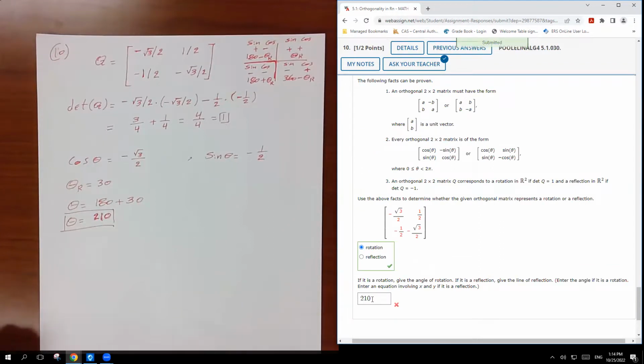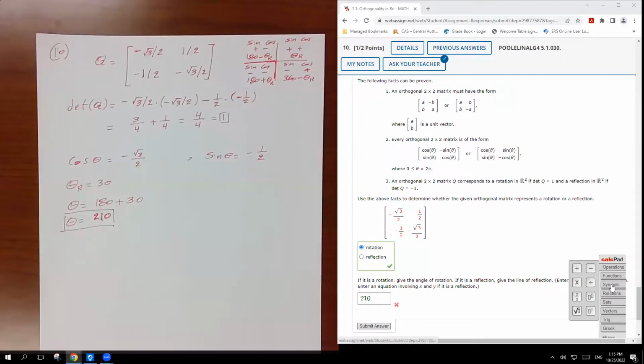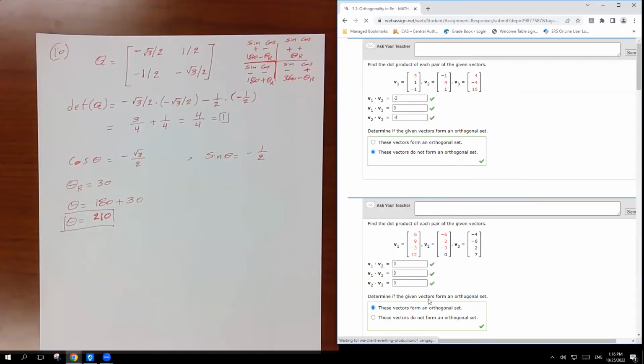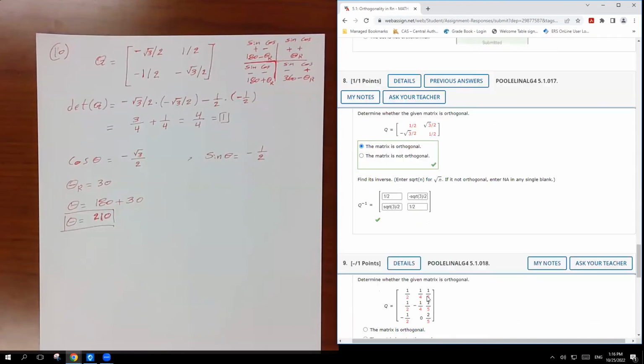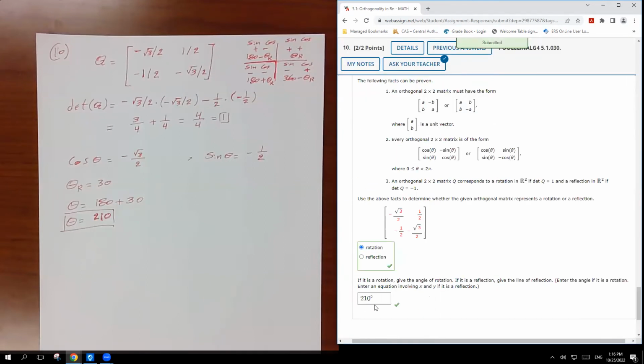So we need the angle in degrees here. 210 degrees. So we have to put the degree symbol. Be careful. You're not going to just plug in 210. It's considered wrong. You see, that's right.